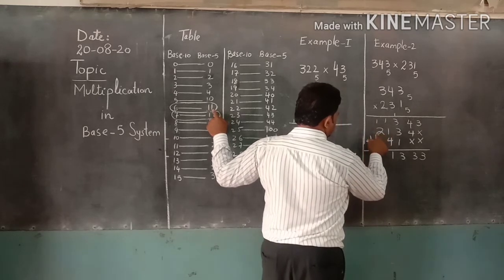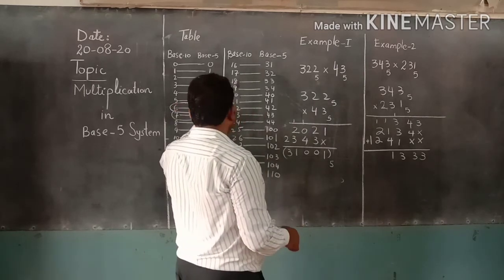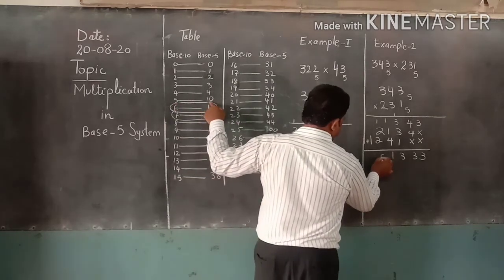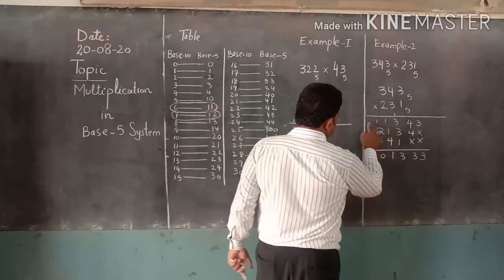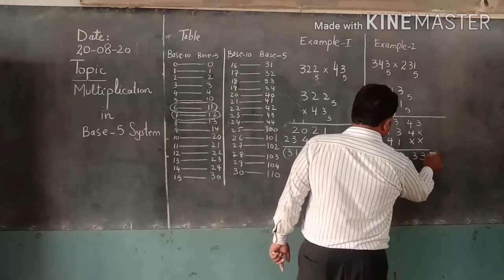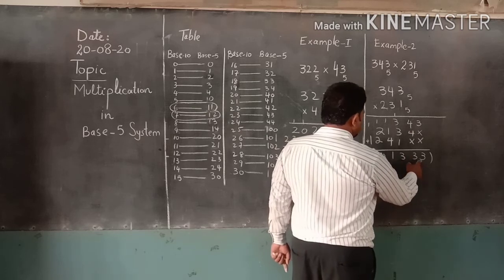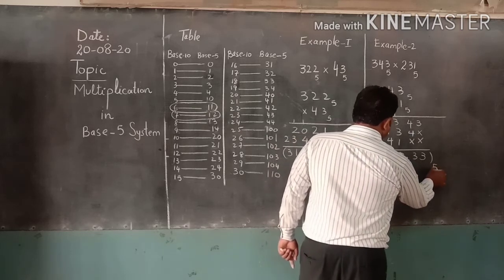1 plus 2 is 3, 3 and 2 is 5. 5 is equal to 10. We write 0 here and take 1 as a carry. 1 plus 1 is equal to 2. So 201333 base 5 is the answer.